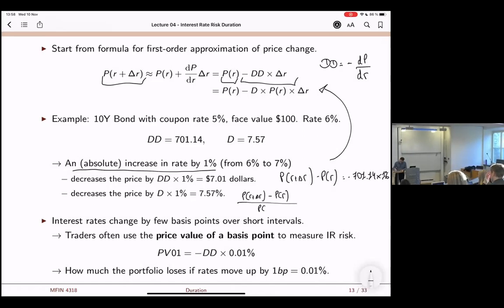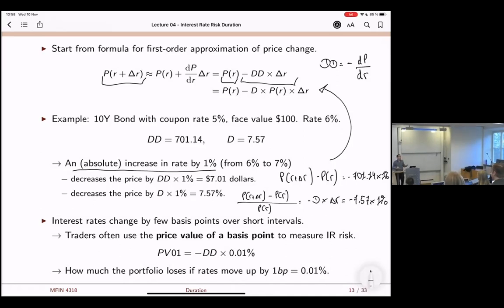I divide by the initial price. What do I get? I get minus D times delta R, and this is minus 7.57, sorry, times again 1%. So here you end up with a relative price change of 7.57%. Right? So duration is really easy to interpret. If you get the duration, it just means that if interest rates move up by 1%, your portfolio moves down by D%. D here is 7.57, so that's why you get that number.